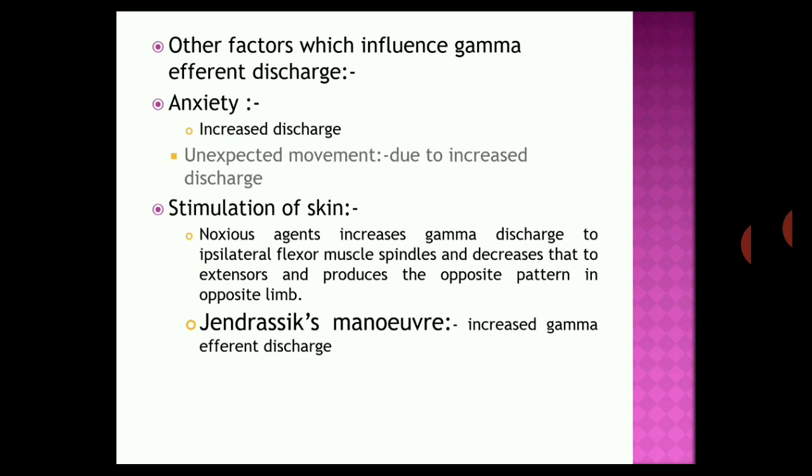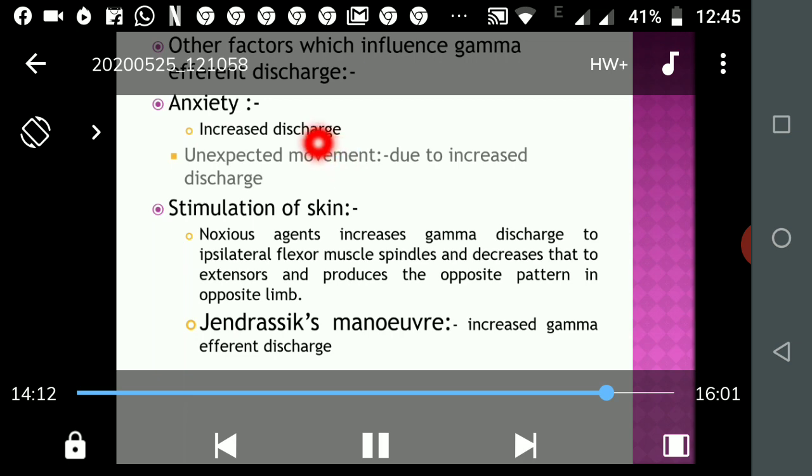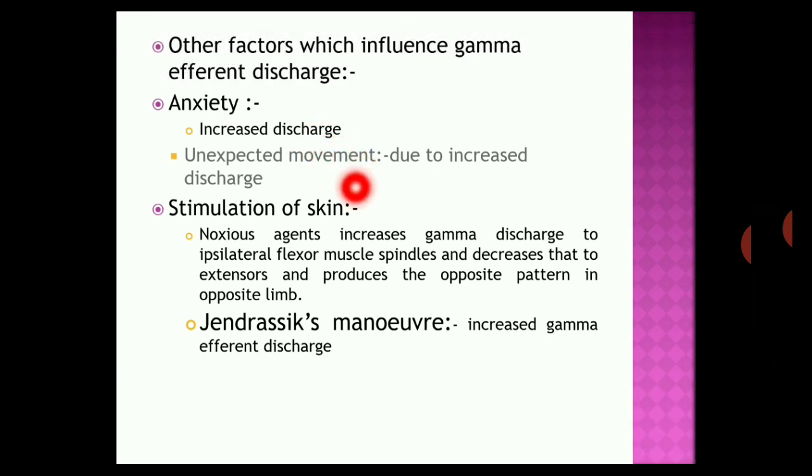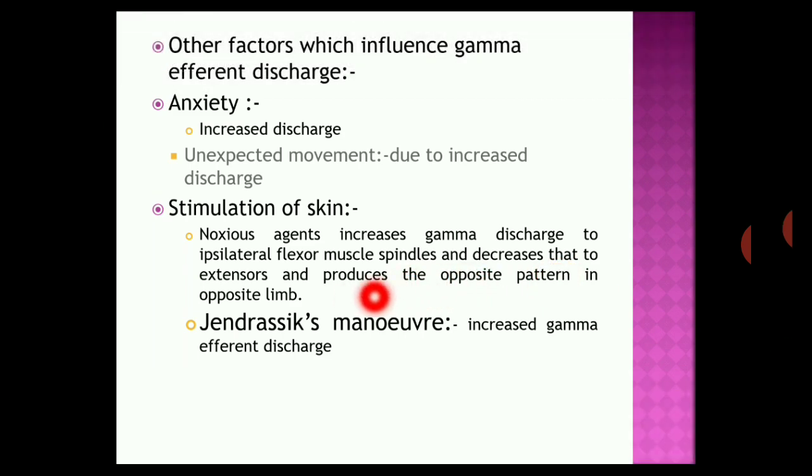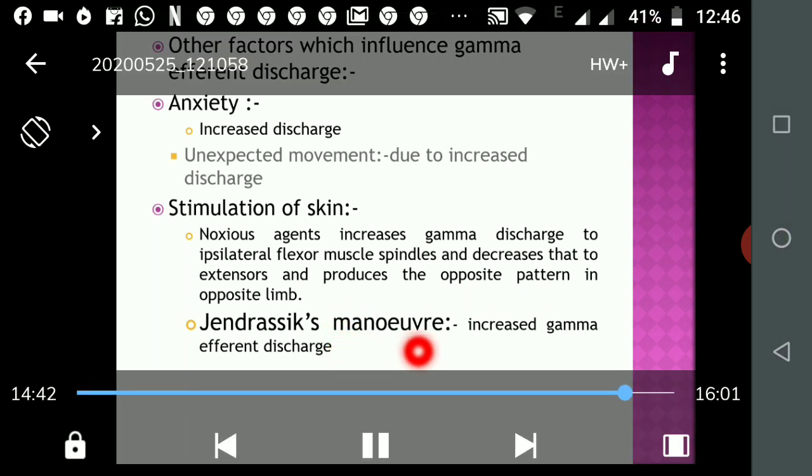Now other factors which influence gamma efferent discharge, like anxiety. During anxiety there is an increased discharge, and it leads to unexpected movement due to increased discharge. Stimulation of skin by a noxious agent increases gamma discharge to the ipsilateral flexor muscle spindle, and decreases that to the extensor, and produces the opposite pattern in the opposite limb. And Jendrassik's maneuver also increases gamma efferent discharge.